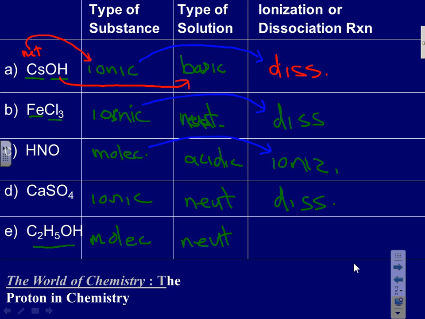But if this is a metal and a nonmetal, it's ionic, therefore it's basic. If it's molecular, you have to be careful. If it starts with the H, then it's acidic. This one is neutral because it doesn't do anything. The molecular ones that are not acids don't do anything. They don't fall apart at all.